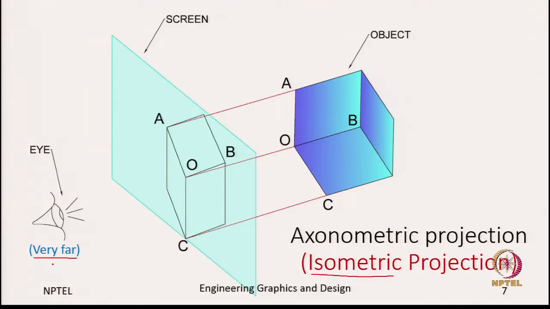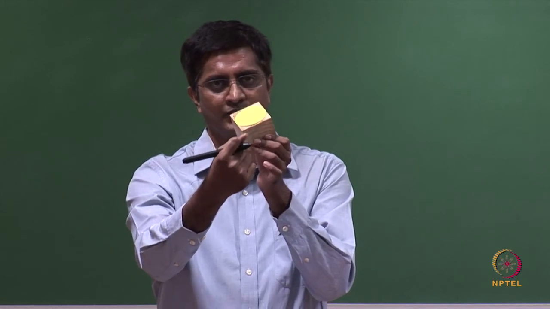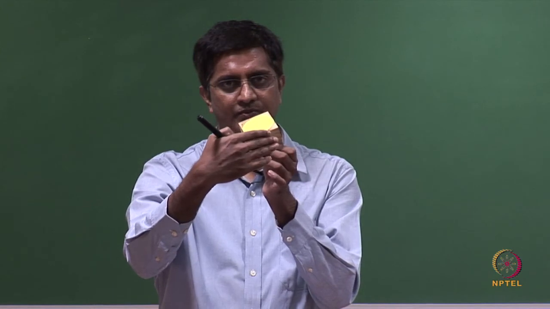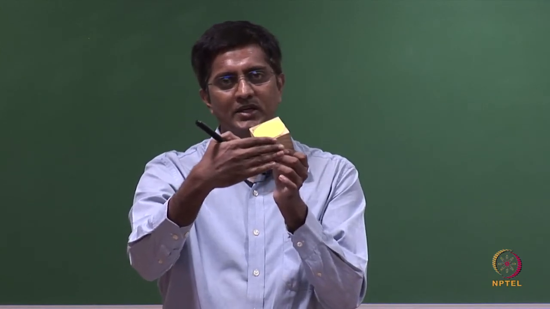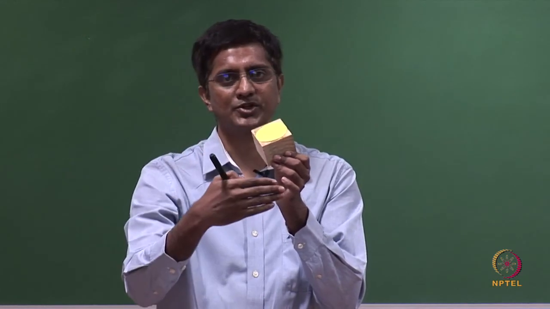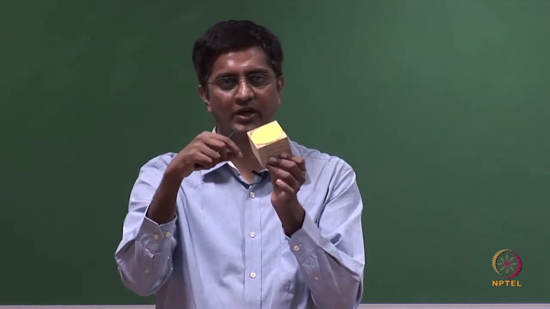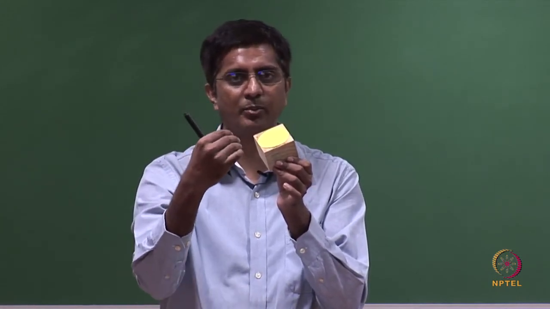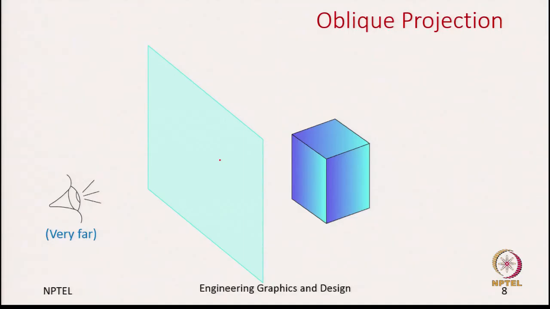So, this is how we capture the isometric projection of this cube. Again, the object is held and you are looking right into the object, which means the projection plane is perpendicular to the projectors. What I am trying to say is, again, these projectors are all parallel and they intersect the projection plane at 90 degrees. So, we can also call these orthogonal projections, orthogonal because the projectors are perpendicular to the projection plane.